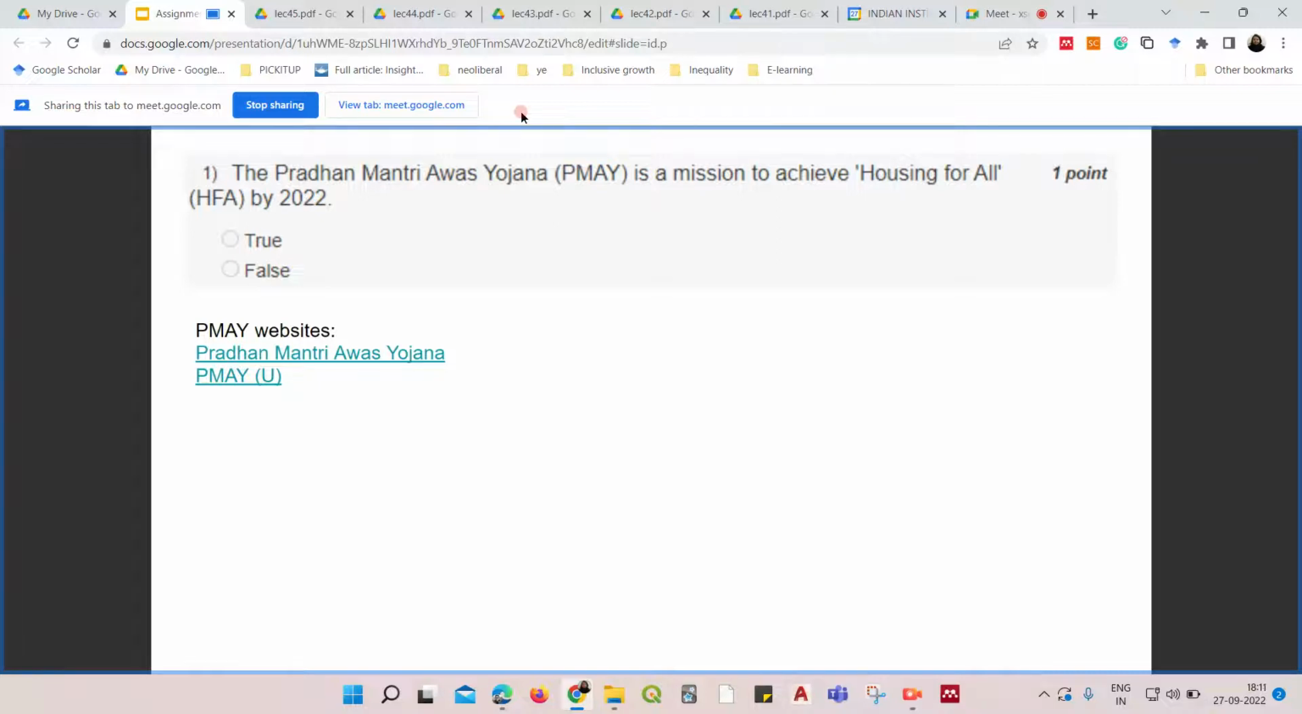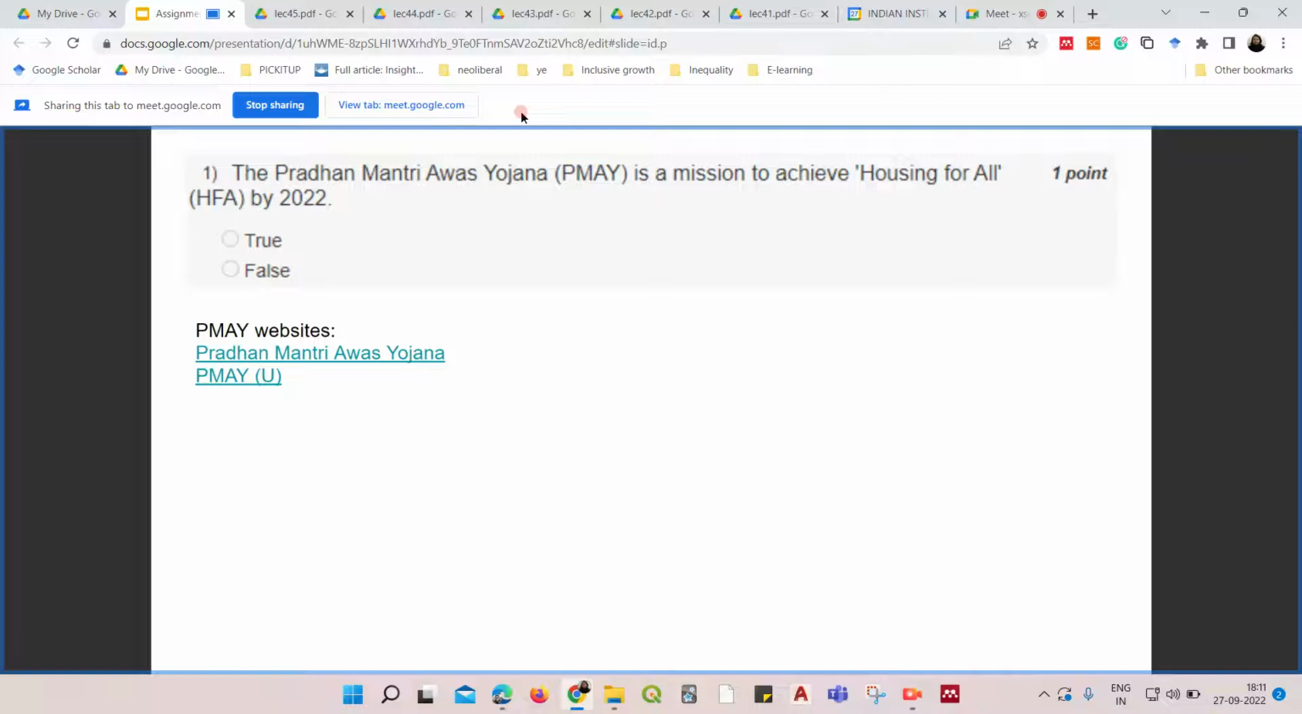Okay, so few key things which you need to see in this. First is PMAY. So you need to make sure if the full form of PMAY given in the question is correct or not. That can tell you if the statement is true or false.